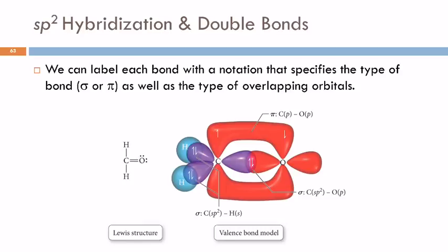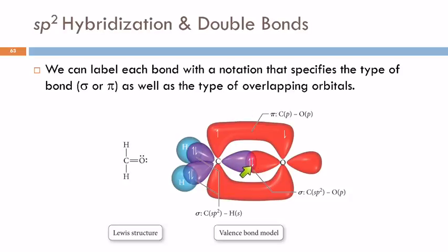We label these with a notation, and you're going to need to use this notation on the worksheet today. So this is that same molecule that we've been looking at. This is a pi bond. So this is pi and then a semicolon, and the overlap is between a p orbital on the carbon and a p orbital on the oxygen. So that's what that notation means.